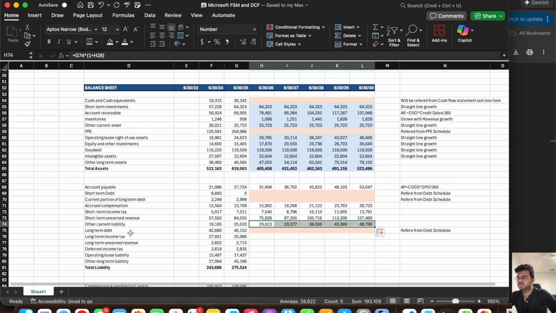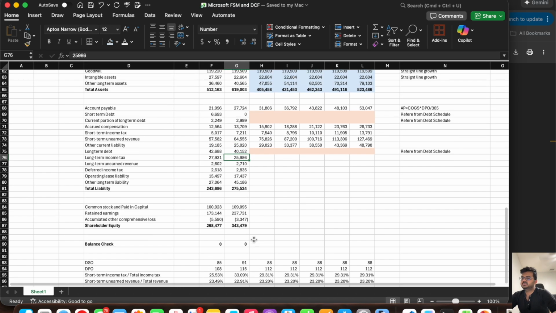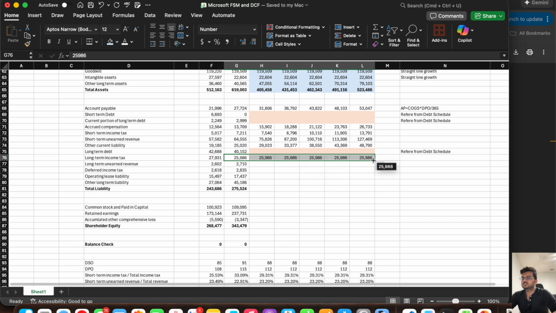Then next one, long term debt, we mentioned we will come back and update later. For now, let's move to the next step, which is long term income tax. What this means is how much the company expects to pay in long term income tax. Previously we saw short term income tax, which is payable within 12 months, but long term income tax is greater than 1 year. We could do the same as we did for short term income tax, but for a simple assumption I'm going to assume this number will be the same for the next 5 years. It's neither going to increase nor decrease.